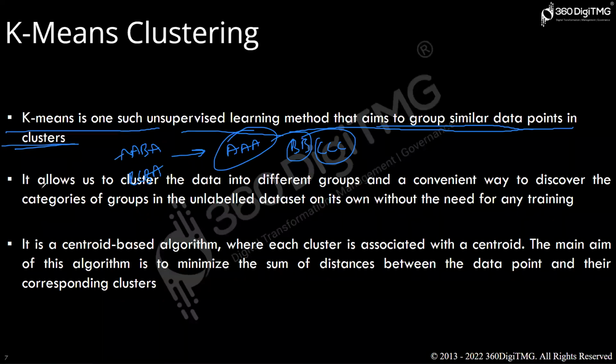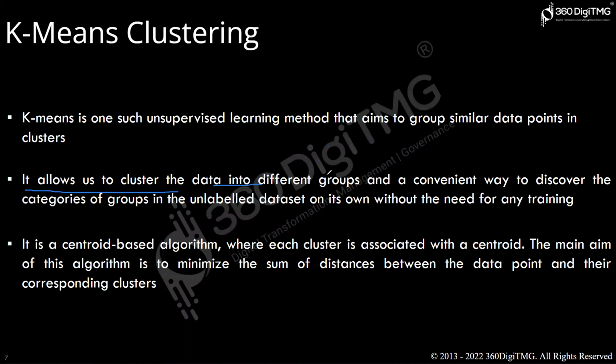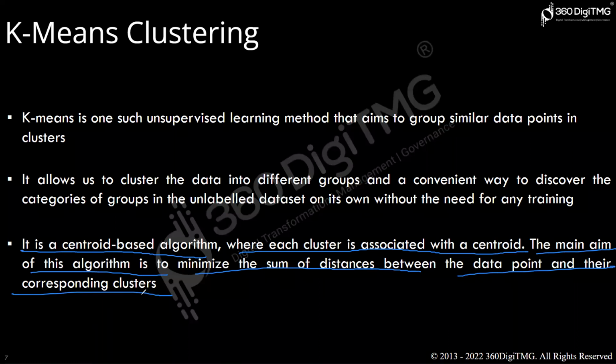Okay, it allows us to cluster the data into different groups, and it's a convenient way to discover categories of groups in an unlabeled data set, with no need for training. It is a centroid-based algorithm, guys, where each cluster is associated with a centroid. The main aim of this algorithm is to minimize the sum of distance between the data points and their corresponding clusters. As I said, when a new cluster is formed, we are going to see what the distance of that is.